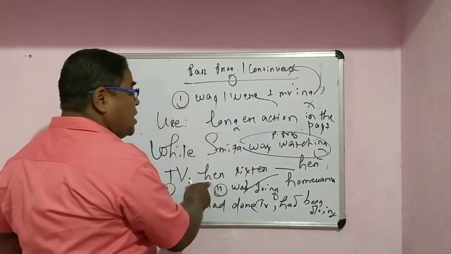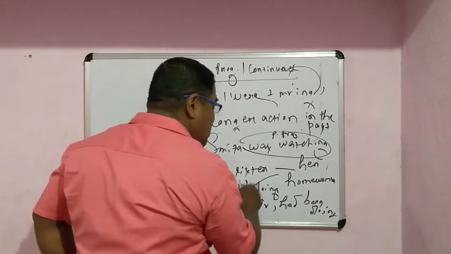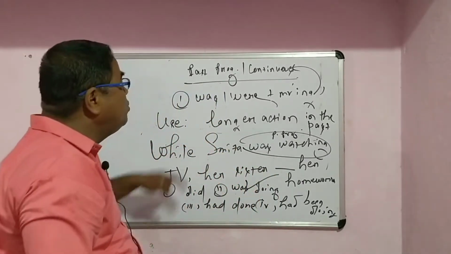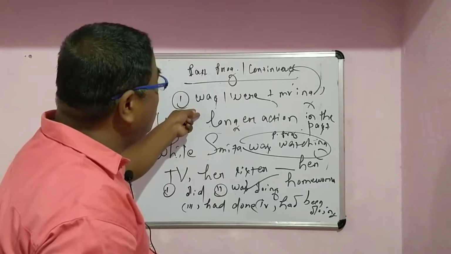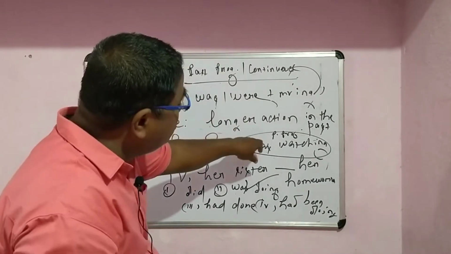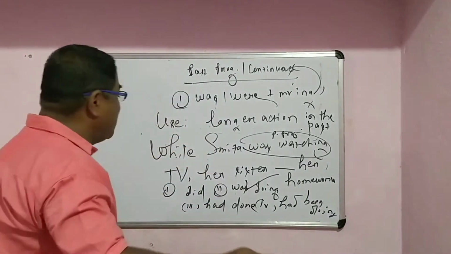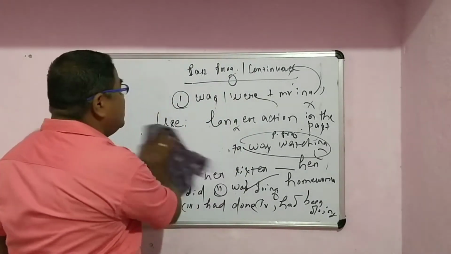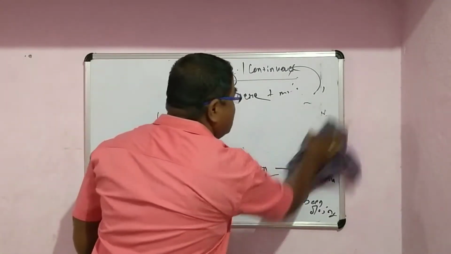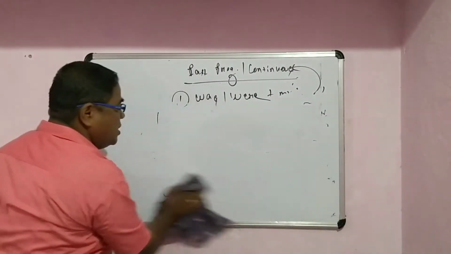Another long action being done by her sister, was doing, that was also a longer action. So you simply remember, whenever there is a longer action in the past, you always use past progressive. So this is the past progressive. So far as my knowledge goes, only one rule is there for the use of the past progressive, that is for the longer action in the past.